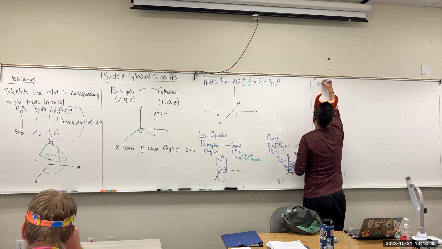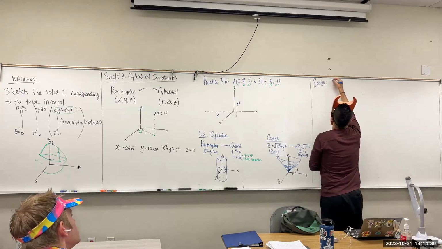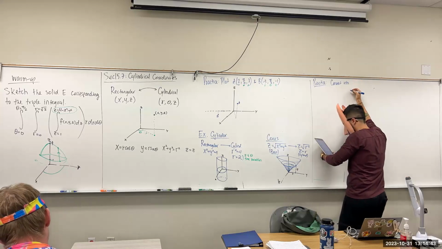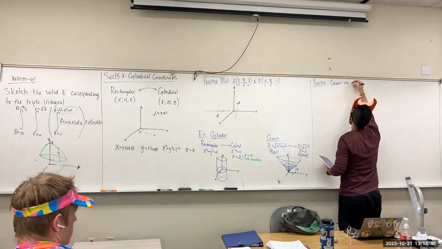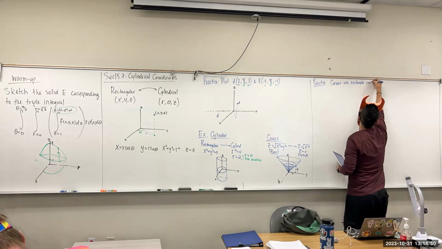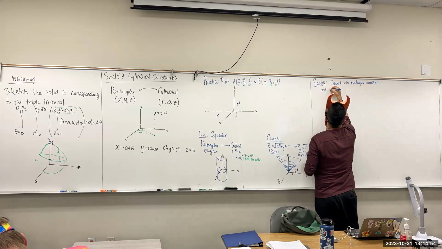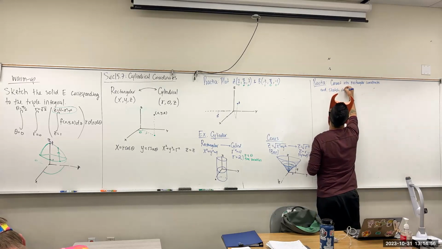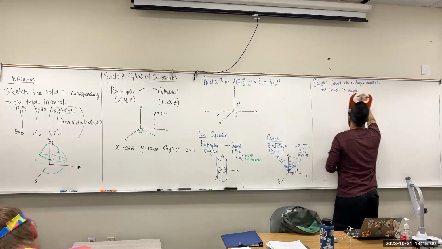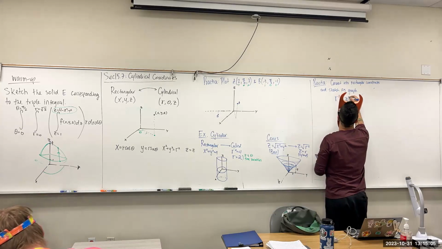All right. So I have another little practice problem for you guys. So convert into rectangular coordinates and sketch its graph. And so the equation is r squared plus z squared is equal to 4.